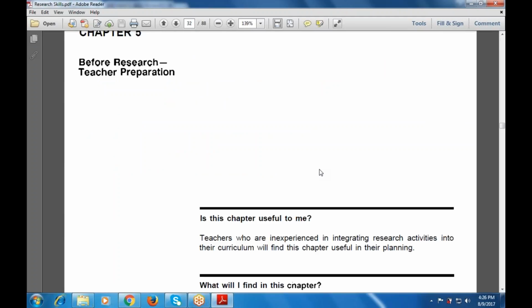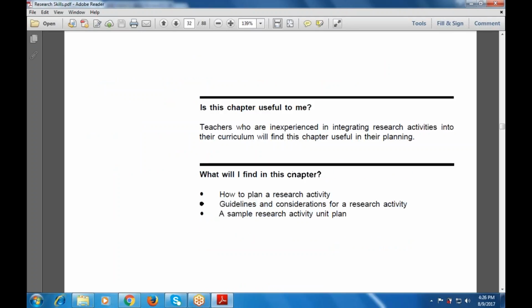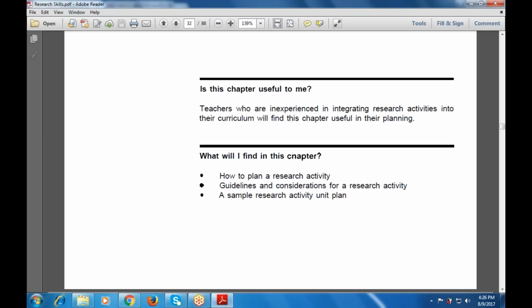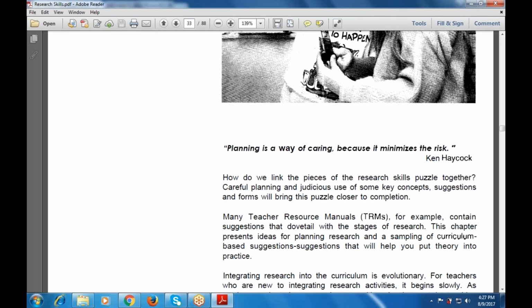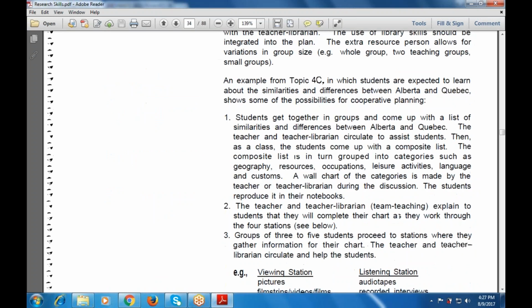Then chapter number 5 is before research, teacher preparation. Teachers inexperienced in integrating research activities into the curriculum will find this useful in their planning. So how to plan a research activity? What are the considerations or guidelines required for a research activity, and a sample research activity unit plan? This is the figure that says planning is a way of caring because it minimizes the risk.